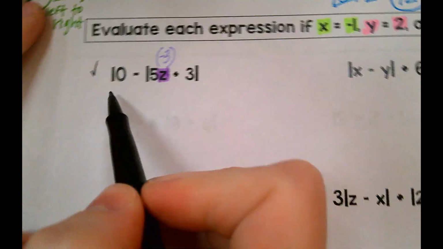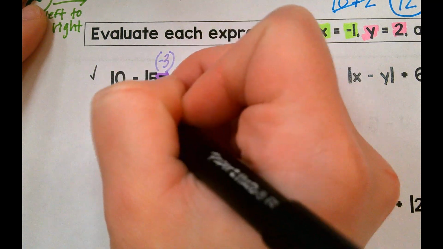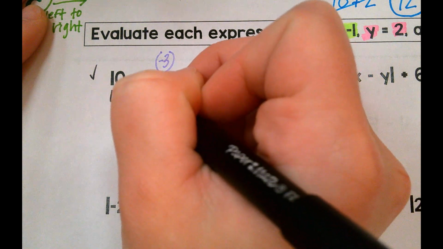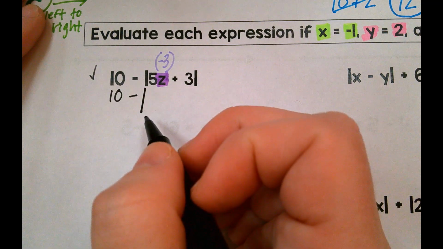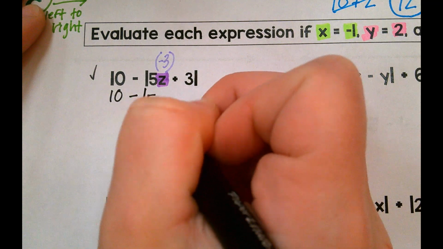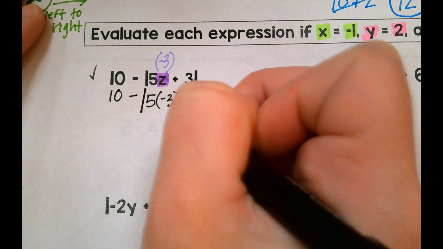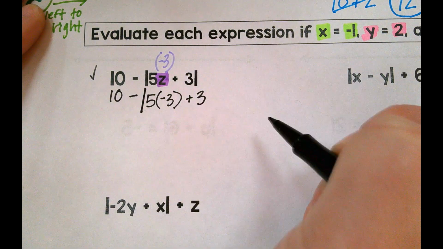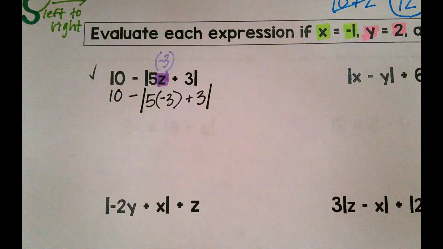So what am I writing at this next step? 10 minus the bracket and 5. What's that called? Absolute value. Good. And then 5, parentheses, -3, plus 3. And then the other absolute value bar. So here we are: 10 minus the absolute value of 5 times -3 plus 3.